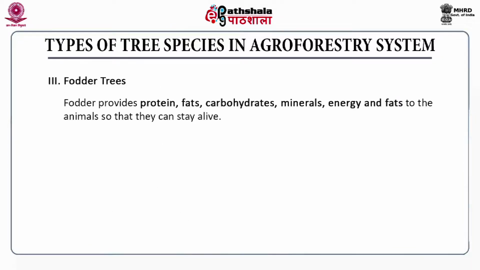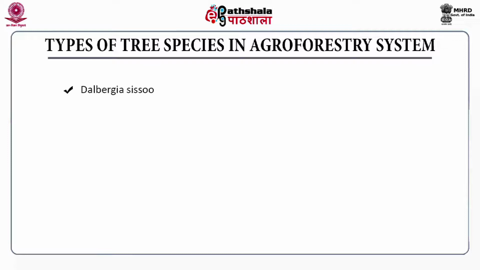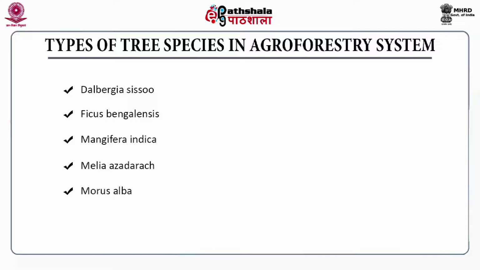Next come fodder trees. These trees serve the purpose of fodder for the cattle. Fodder provides proteins, fats, carbohydrates, minerals and energy to the animals so that they can stay alive. It includes Acacia arabica, Acacia catechu, Acacia nilotica, Albizia lebbeck, Azadirachta indica. Azadirachta indica is the scientific name of neem and it has important properties. Then comes Dalbergia sissoo, Ficus bengalensis, Mangifera indica is mango, Melia azedarach, Morus alba. Morus alba is also known as shahtoot. Then comes Pongamia pinnata.